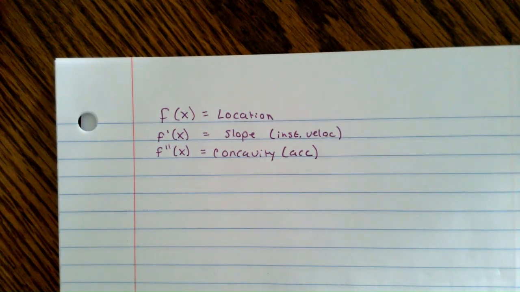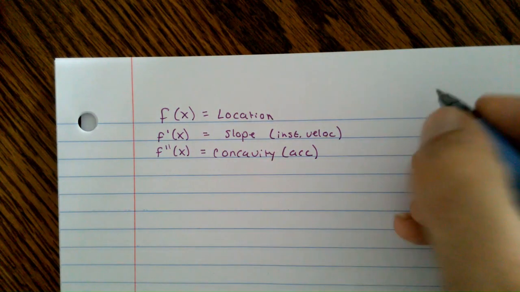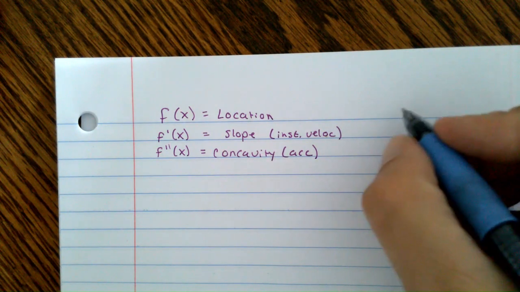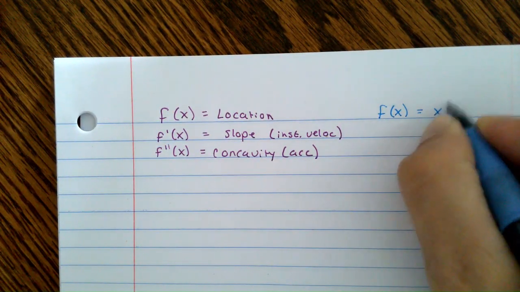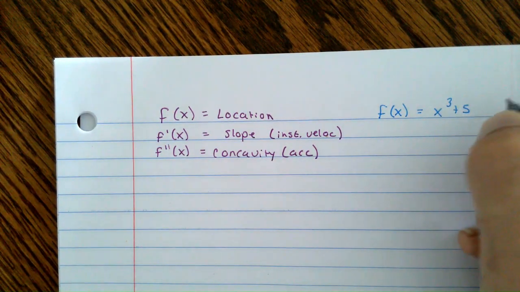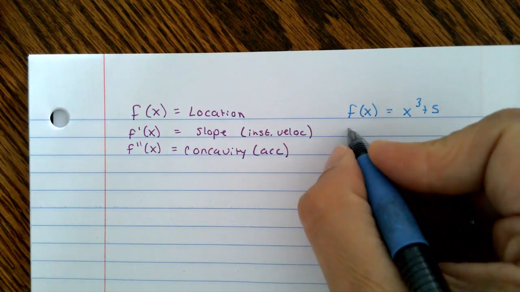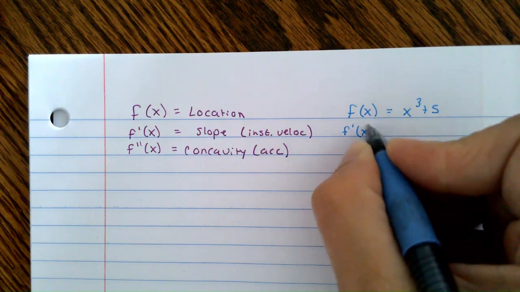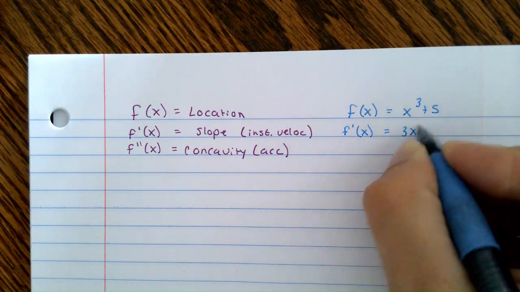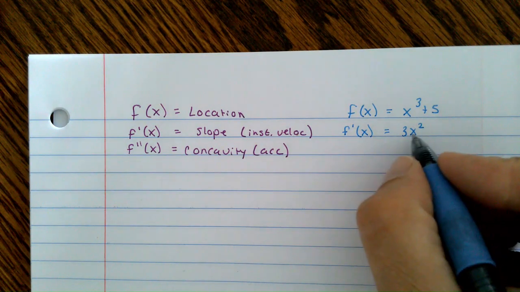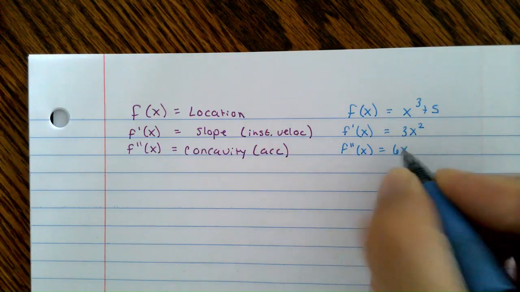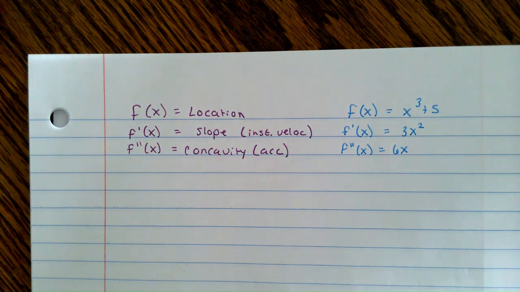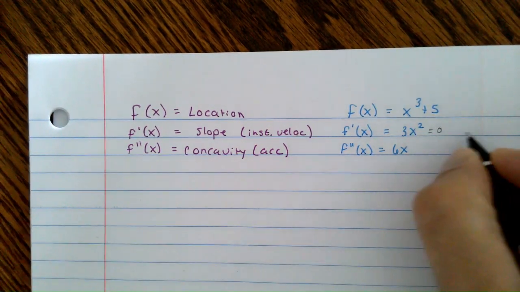All right, so let's try one more. Let's see if we can get all the critical numbers without even doing too much work. So we've got this equation right here, x cubed plus 5. When I derive it, I get 3x squared. And when I derive that, I get 6x. So this only equals 0 at 0.